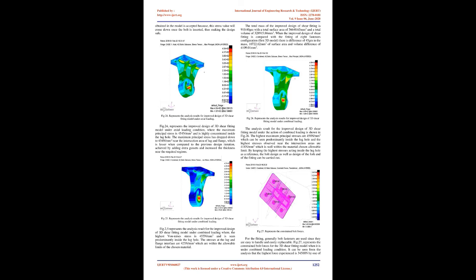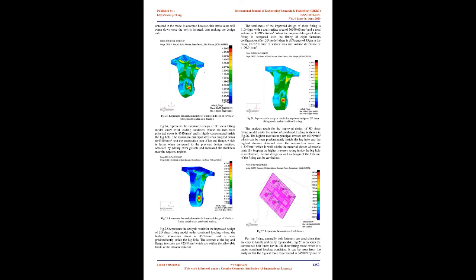The total mass of the improved design of shear fitting is 910.40 gm with a total surface area of 56640.65 mm2 and a total volume of 328,915.86 mm3. When the improved design of shear fitting is compared with the fitting of 8 fasteners configuration, the first 3D model, there is a difference of 45 gm in the mass, 10722.62 mm2 of surface area and a volume difference of 4109.01 mm3.